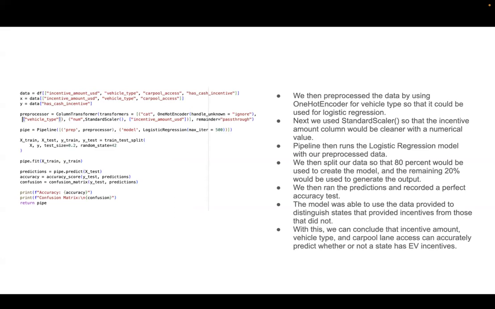And then with this, we concluded that the incentive amount, vehicle type, and carpool lane access can accurately predict if it had EV incentives because we got a 1.0 accuracy, so it's very good.